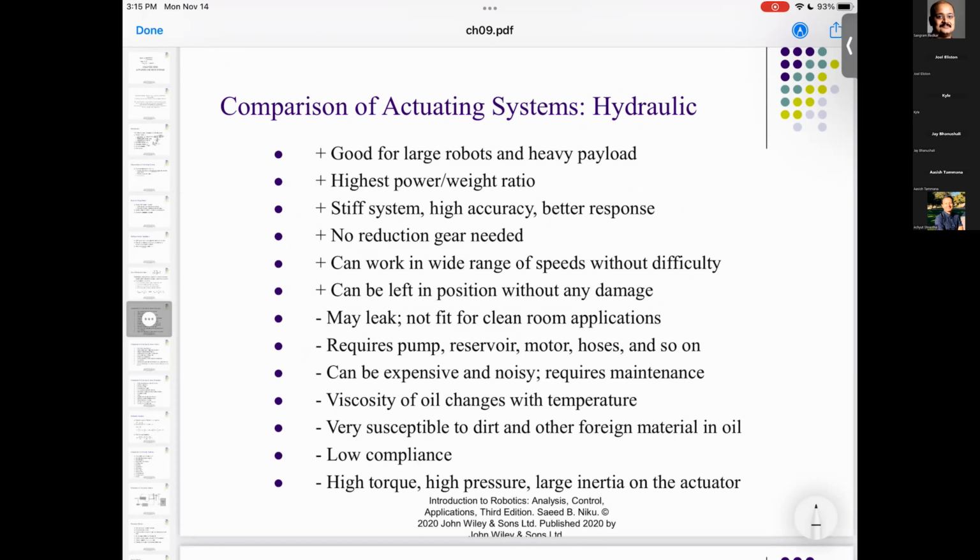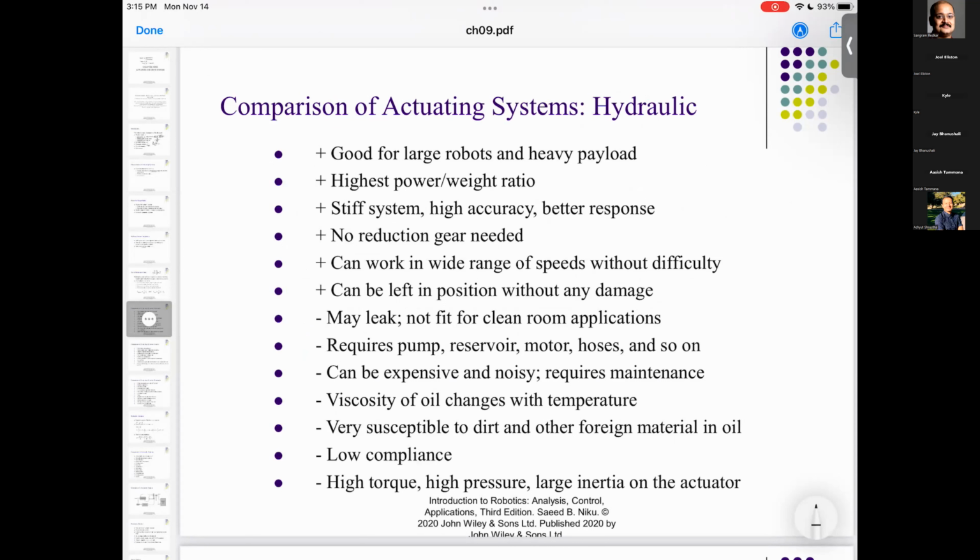So for example, what makes you choose a particular actuation system? If you have to have a robot, you can have a hydraulic robot, you can have a pneumatic robot, you can have a robot where it is driven by the electric motors. It could be a linear motor or a rotary motor.